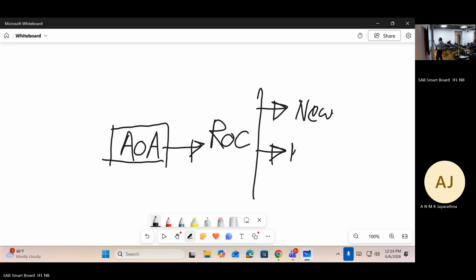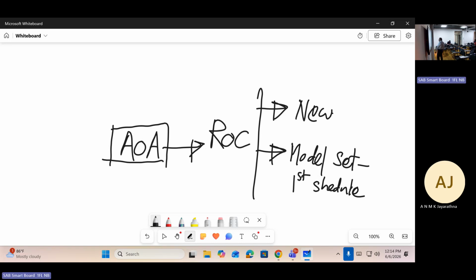Model set of articles set out in the first schedule to the Companies Act. If the company adopts the model set of articles, they do not need to submit a copy of the articles of association. The company has to just mention that they are adopting the model set of articles as their articles of association.